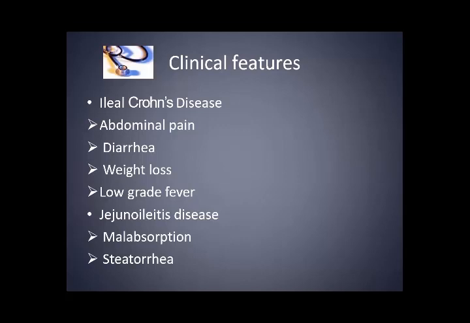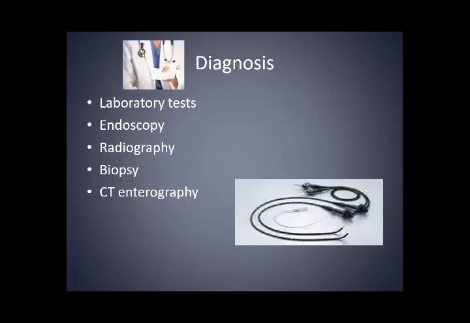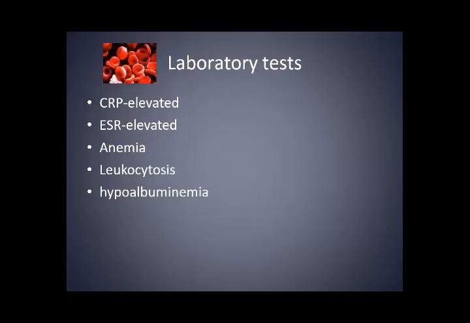The patient may present with weight loss, anemia, steatorrhea, and failure to gain weight. Colitis and perianal disease is another element of Crohn's disease, where you can have mouth to anus involvement. The patient may have bloody diarrhea, passage of mucus, lethargy, malaise, anorexia, and weight loss. And how would you make a diagnosis of Crohn's disease? Again, we'll see the endoscopy picture, radiographic, biopsy, and CT enterography if that is available.